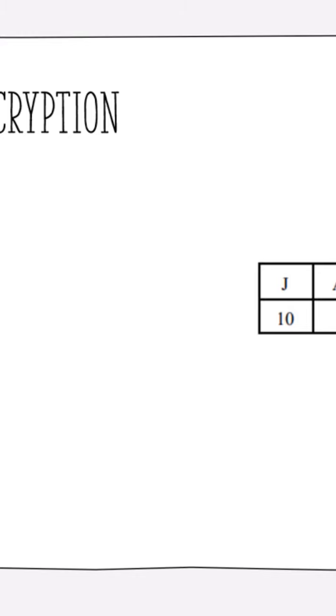So if we had the name James, for example, well, J is the number 10, A is the number 1, M is 13, E is 5, and S is 19. So the encrypted output would be 10, 1, 13, 5, 19. And of course, you could exchange messages like this.